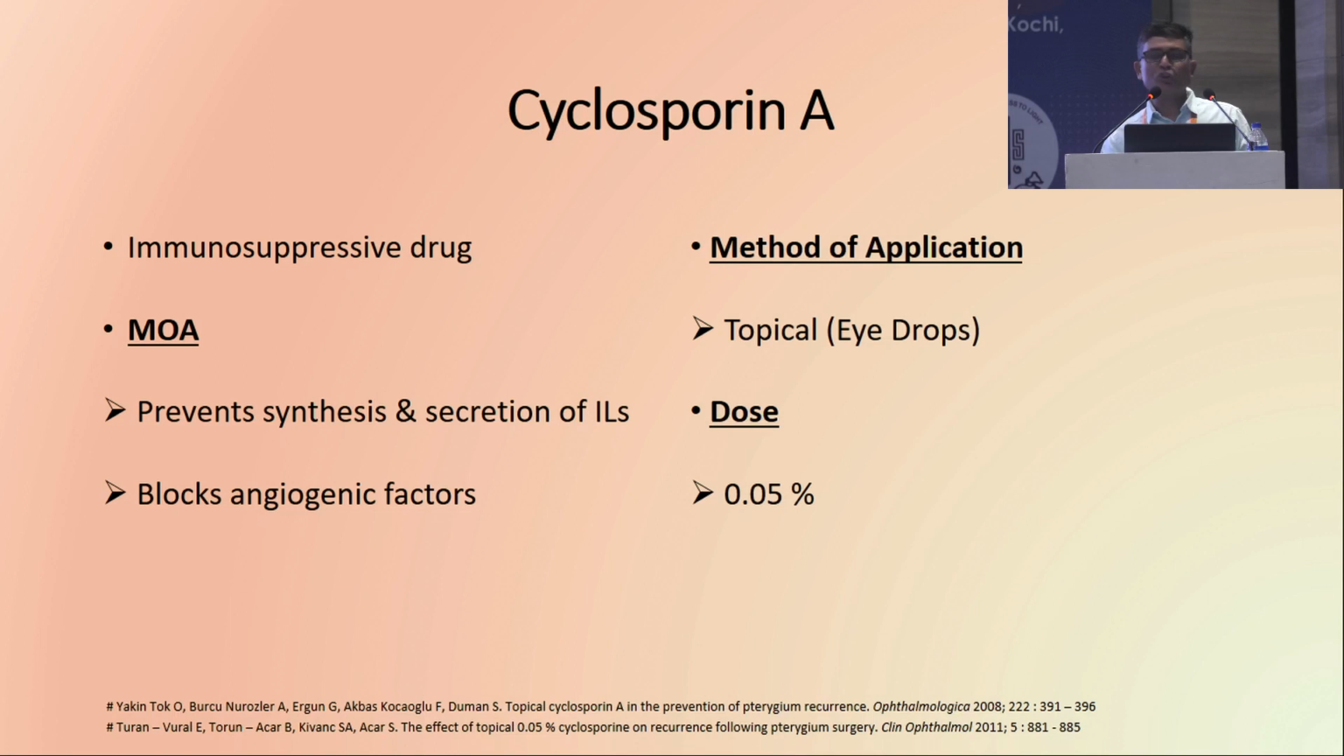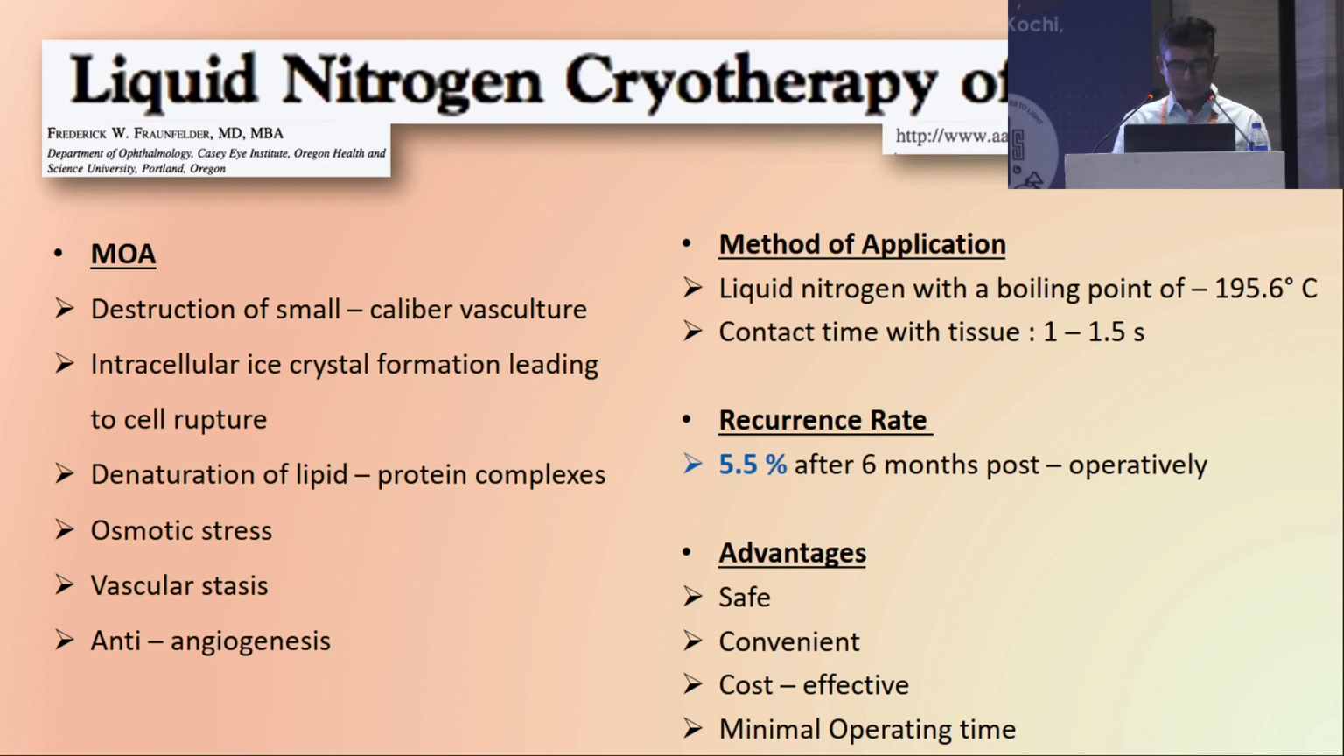Cyclosporine is an immunosuppressive drug used in the treatment of pterygium in the past. It prevents the synthesis and secretion of interleukin and other inflammatory agents. It blocks the anti-angiogenic factors. Method of application was topical eye drops. The most commonly used concentration was 0.05% or 0.1% drops for prevention of recurrence in pterygium surgery.